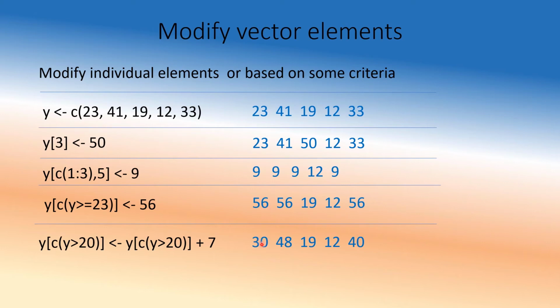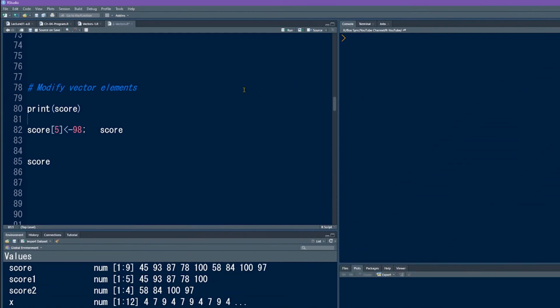This is an interesting one. What we're saying here is, if any element is more than 20, make it that element plus 7, which means anything which is more than 20 will also get a 7. So 23 becomes 30, 41 becomes 48, 19 and 12 remain the same, 33 becomes 40. So what's our vector? Right there, run.